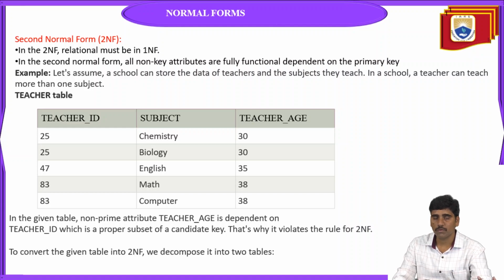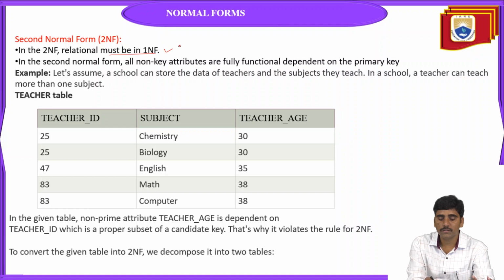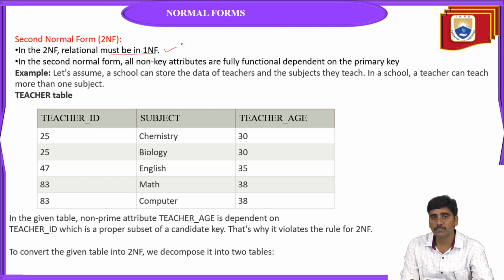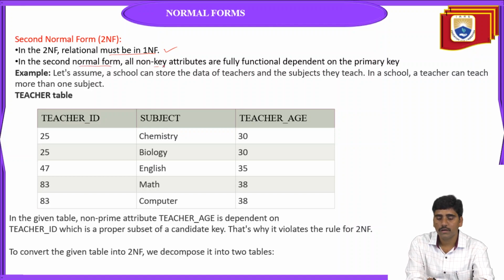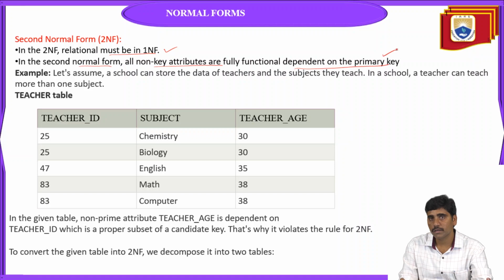And the second normal form. In the second normal form, the relation must first be in first normal form. And in the second normal form, all non-key attributes are fully functionally dependent on the primary key.